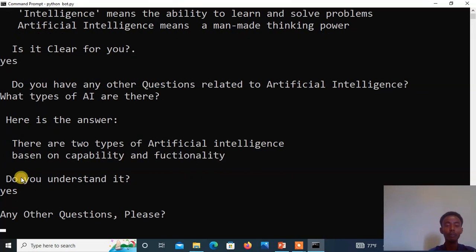Any other question, please? Amazing. So this is the artificial intelligence chatbot, which can represent a virtual assistant or a domain expert, and is also expected to provide such services for our students.